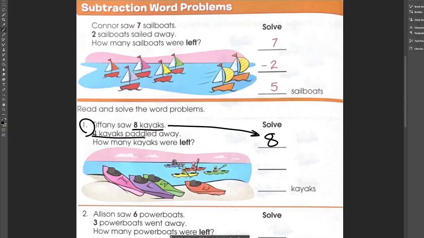And it says 4 kayaks paddled away. And that means we're going to be subtracting 4 kayaks from the previous amount, or the 8 kayaks that Tiffany saw. How many kayaks are left? Well, we just subtract 8 minus 4, or subtract 4 from 8 if you want to phrase it that way. We will eventually get 4 kayaks left.